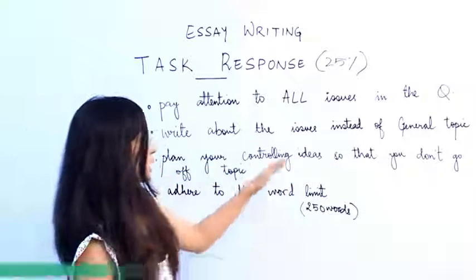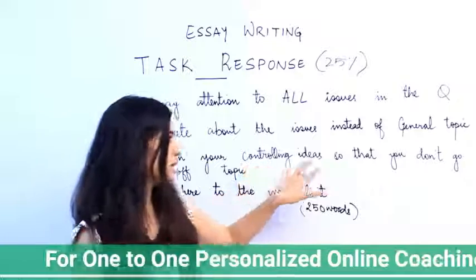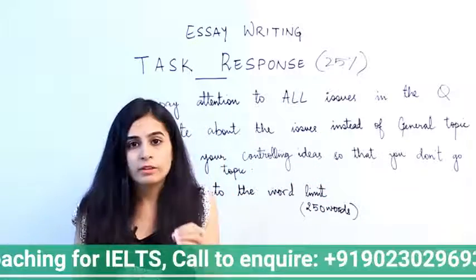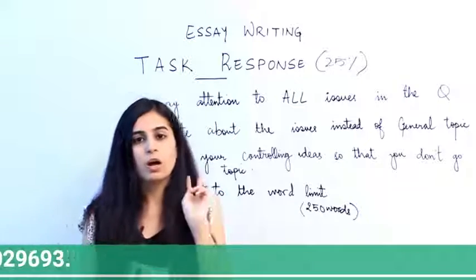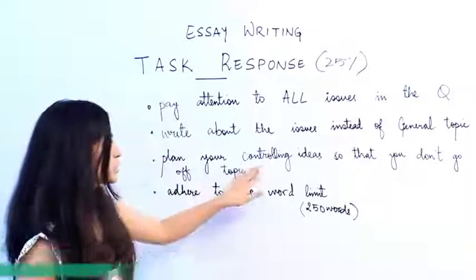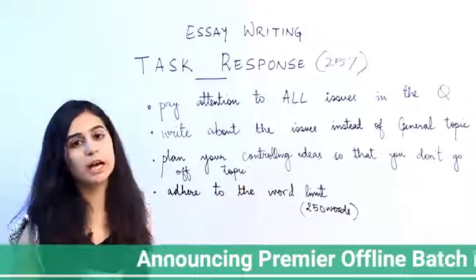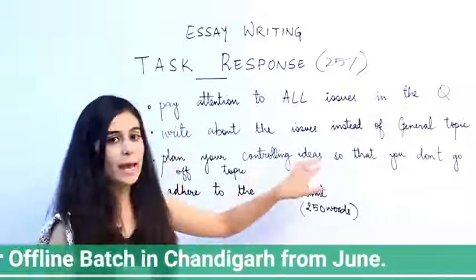Plan your controlling ideas so that you don't go off topic. Controlling ideas are basically the ideas that you write in your body paragraphs. You at least need 2 controlling ideas. The first controlling idea goes in your first body paragraph and the second controlling idea would go in your second body paragraph. Doing so would help you.